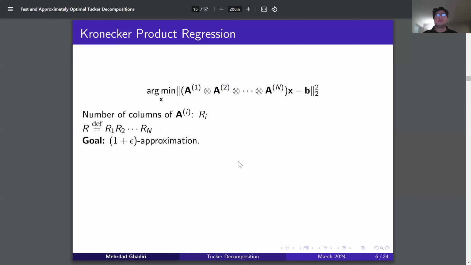And then what do I want? I want to solve this regression problem to a 1 plus epsilon approximation. Why don't I want to solve it exactly? First of all, we cannot solve any regression problem exactly because of bit complexity issues, but I won't get into those things.